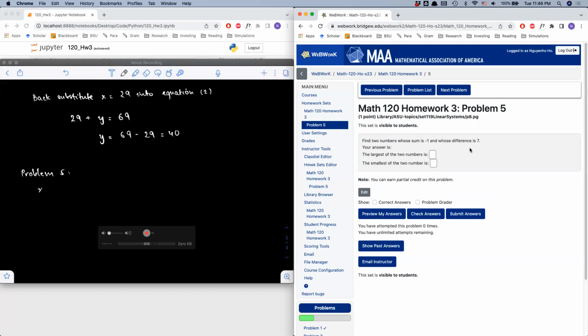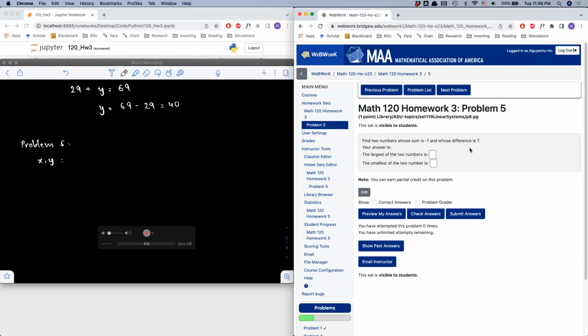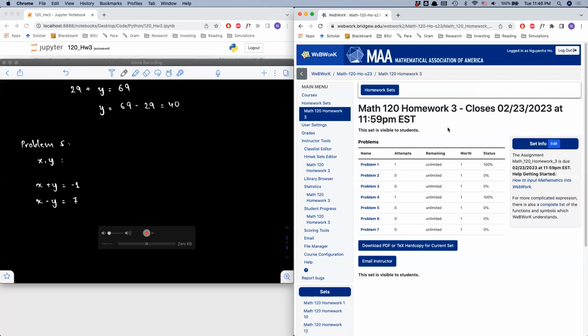So you have two numbers x and y, right? So the sum is that x plus y equal to -1. The difference is x minus y equal to +7. Now, can you do the calculations just like we did in problem 4 to get the value of x and the value of y, or in this case, the largest of the two numbers and the smallest of the two numbers. Again, should be very similar to problem 4.